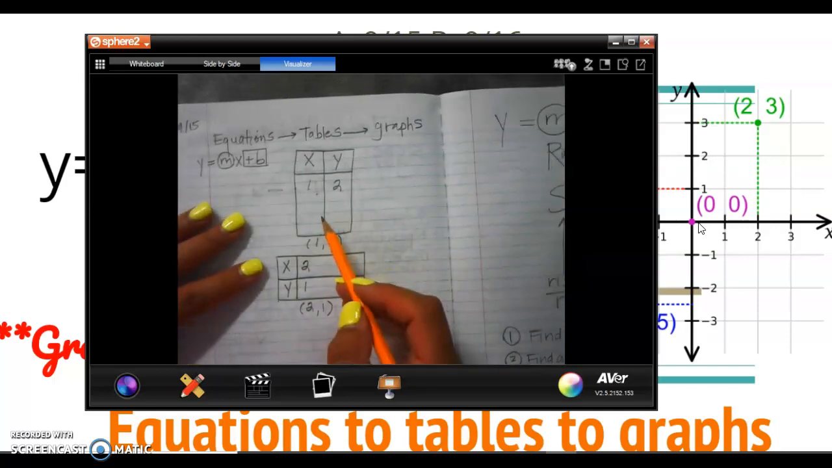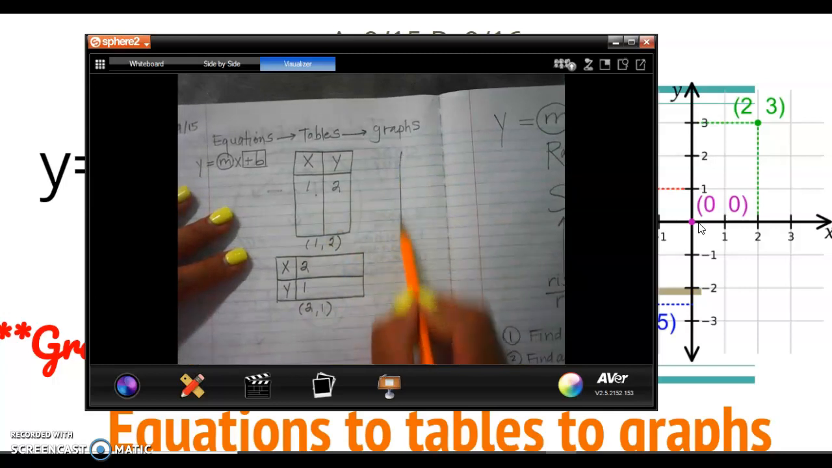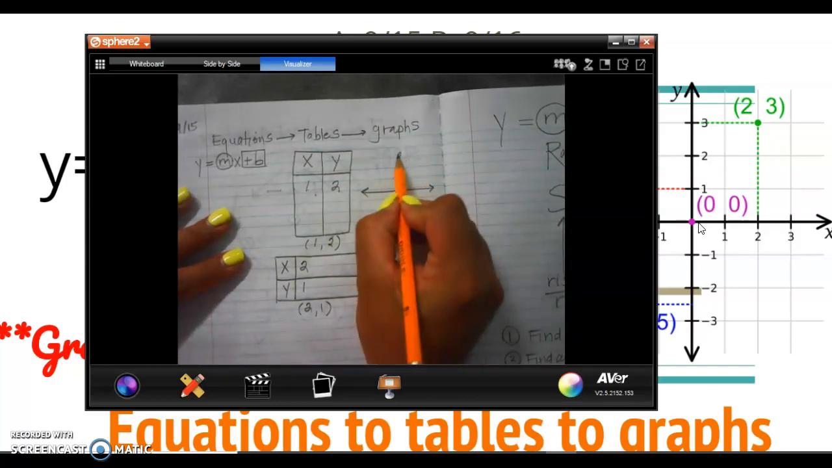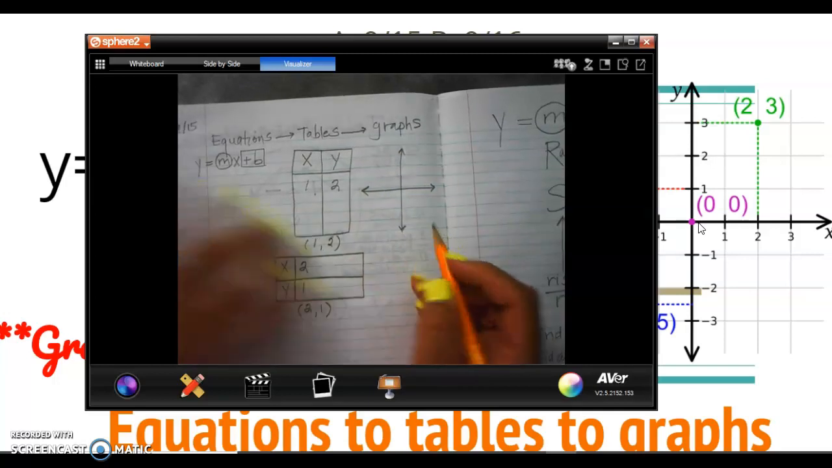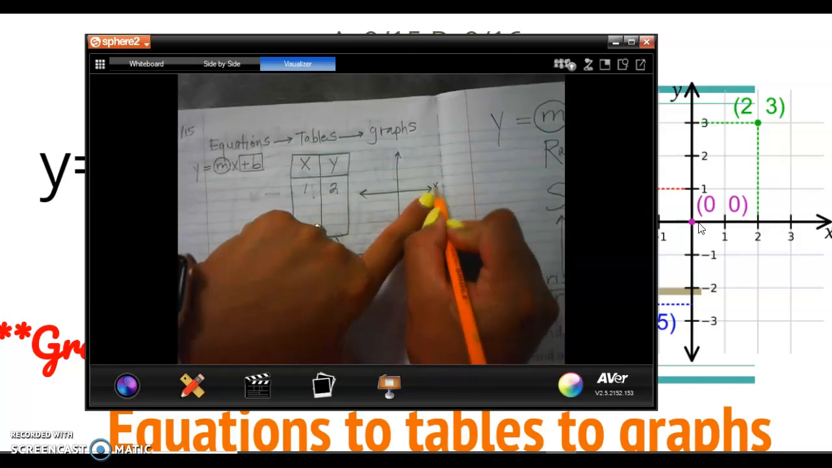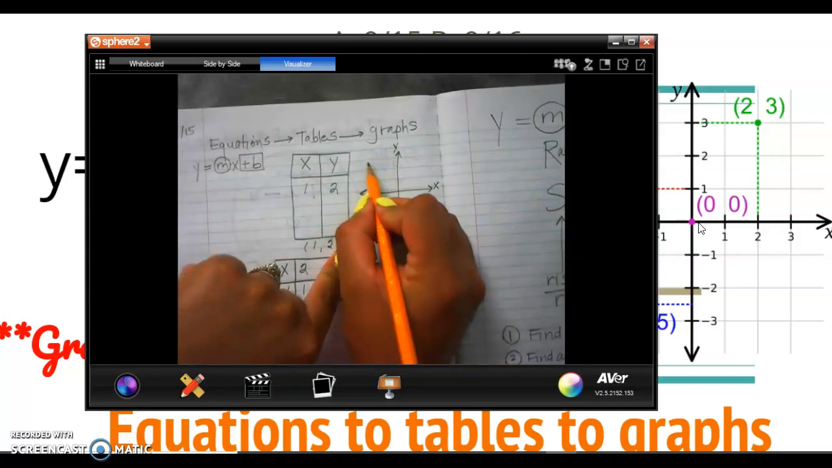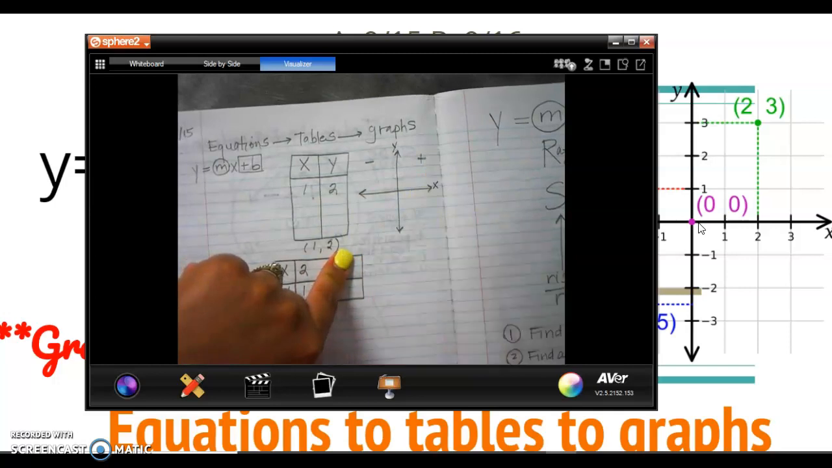And then from a table, we should be able to produce our graph. It's just a sketch of a coordinate plane. Make sure you have your x-axis labeled, your y-axis labeled, and that you've got a minus sign and a plus sign.